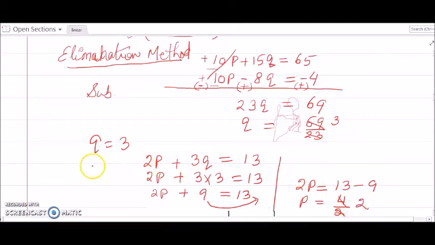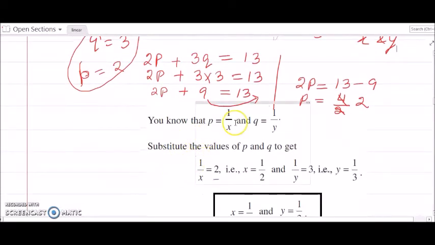You got two values, P is equal to 2, and this is the value of P and Q. This is not a solution because you have to find out the value of X and Y, but you got P and Q. So what we are going to do, we are going to replace these values.